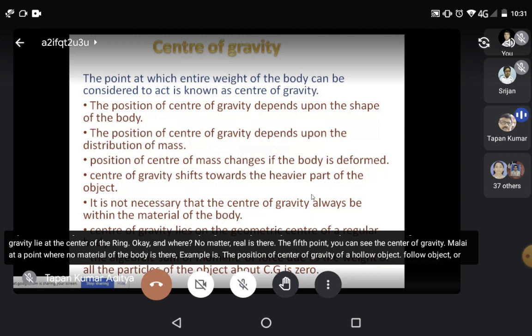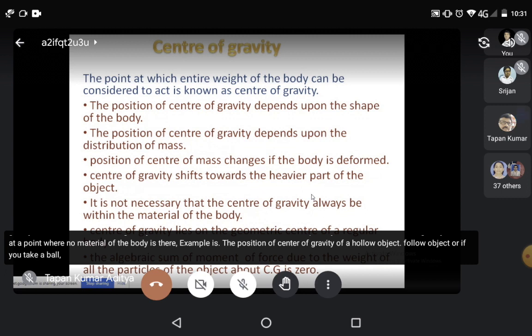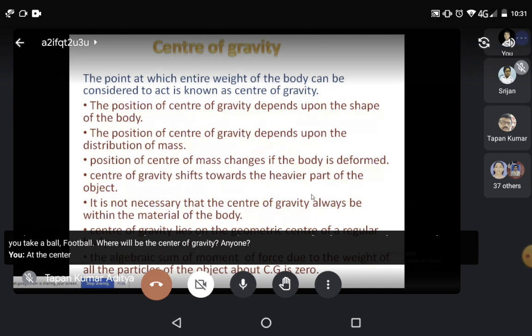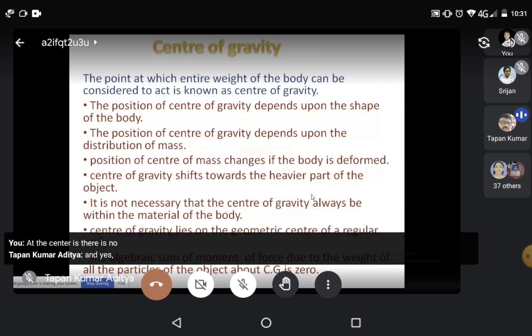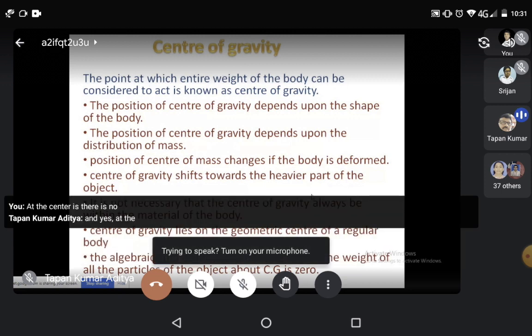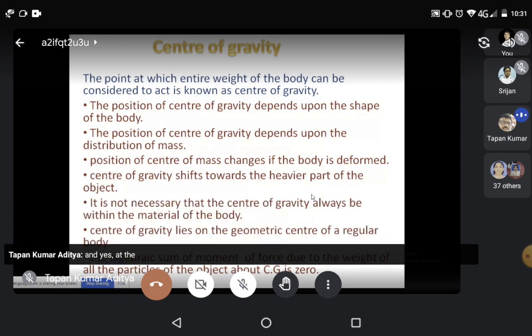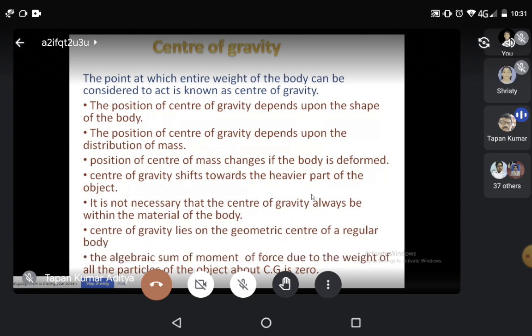Hollow object, or if you take a ball, a football, where will be the center of gravity? Anyone? At the center, where there is no mass. Yes, at the center of the football. Is there any material at the center of the football? No. So it is not necessary that material must be there where the center of gravity is lying. Not necessary.